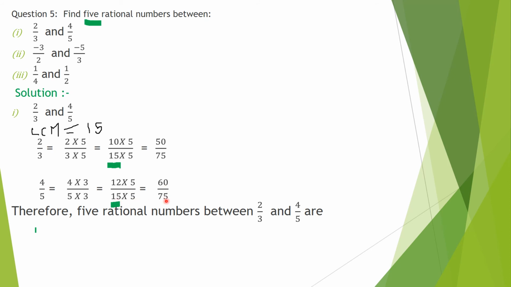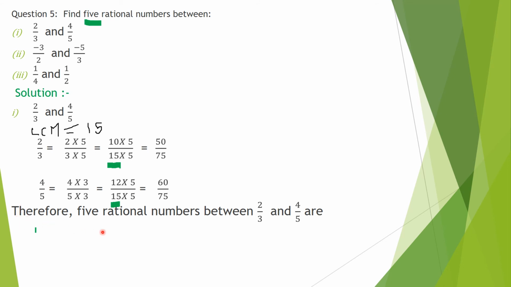I request you all to learn the tables again. Properly learn your tables. It's a good time for you to practice the tables you have learned. Keep revising them at home. Stand in front of a mirror and keep speaking the tables. It will help you in learning better.